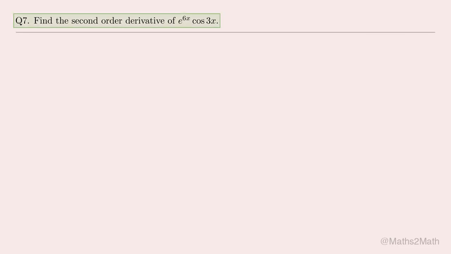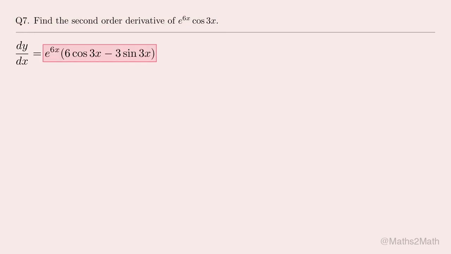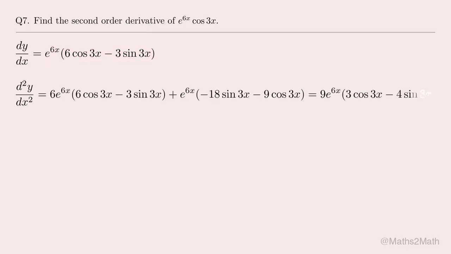Question 7. E to the 6x against cosine 3x. Bigger coefficients, same game. A common factor of 9 will appear at the end. First derivative. Differentiate again. Collect cosines 36 minus 9, sines minus 18, then factor 9.